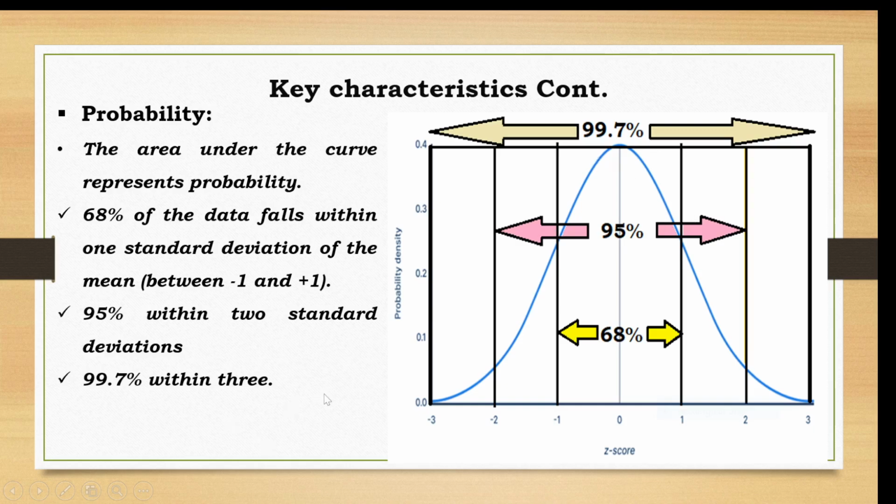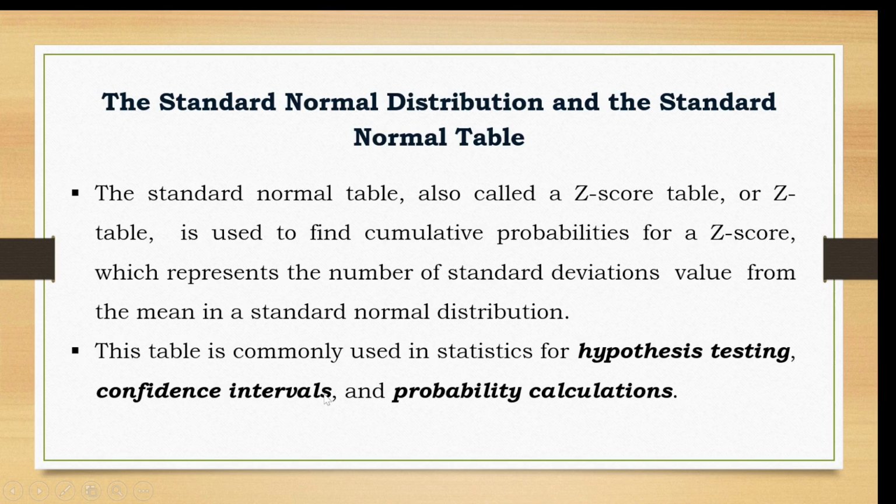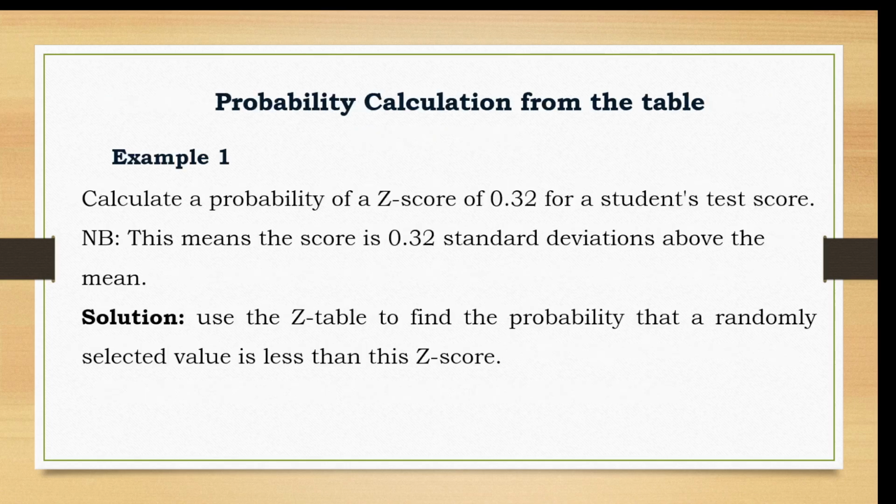So the standard normal table is a very important table that we use to find the cumulative probabilities for the z-score, which represent the number of standard deviation value from the mean in a standard normal distribution. This table is commonly used in statistics for hypothesis testing, confidence intervals, and probability calculations. First of all, let us see how do we read the table.